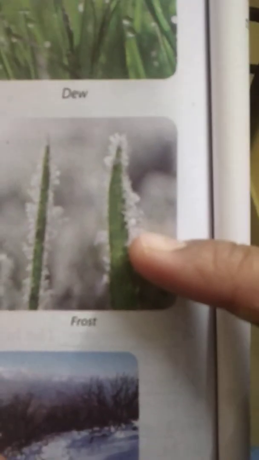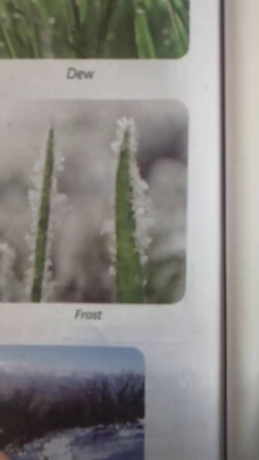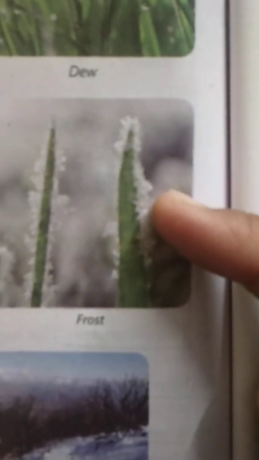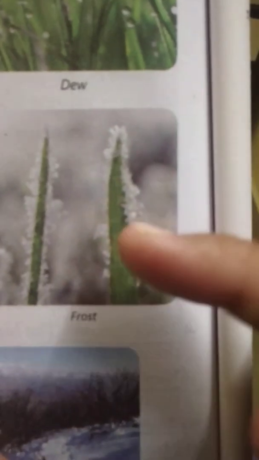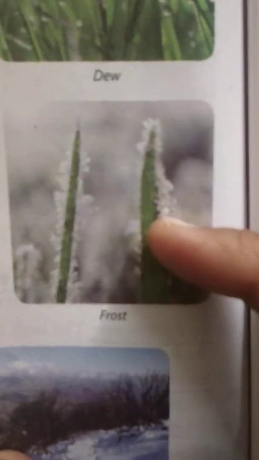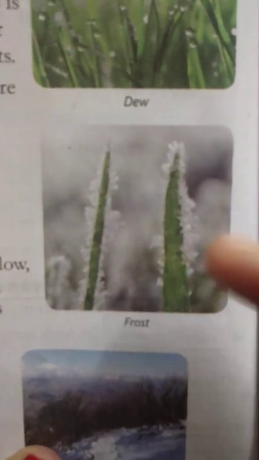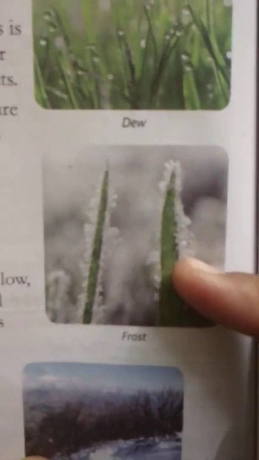Yes, see, actually when these dew droplets condense and freeze, they are basically called frost. This is also formed in cold places where the temperature at the ground level is lower than 0 degrees. That means it is very, very cold and the dew turns into ice. It is actually these droplets only which have turned into ice because of the fall in temperature.